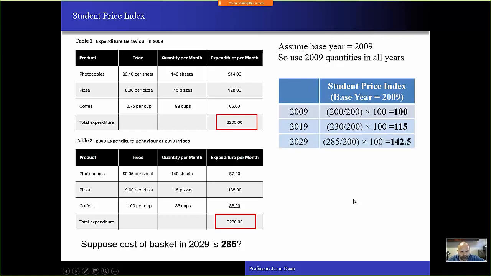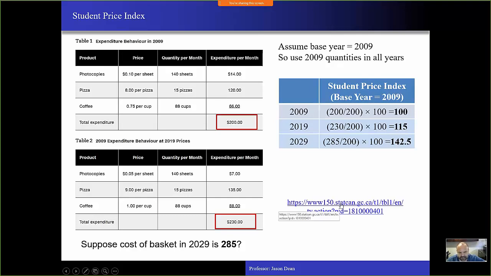Anyone? Okay, so yeah, that's correct, 142.5. So we would take 285, divide it by 200, multiplied by 100. Okay, so this would be a student price index. And this tells you how prices have changed over time. So inflation is actually just the percentage change in these values. And we can clearly see that inflation between 2009 and 2019 was 15%.